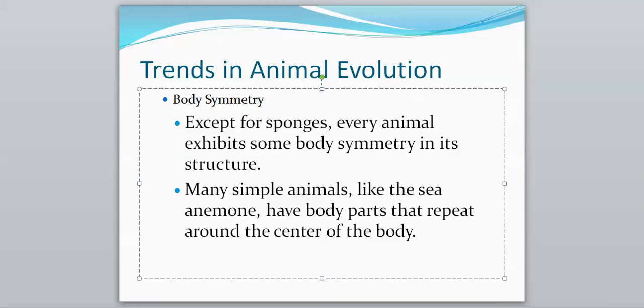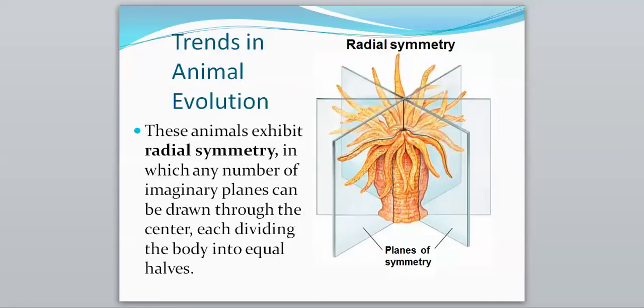Many sea animals, like the sea anemone, have body parts that repeat around the center of the body, and that's our first type of symmetry. These animals exhibit what is known as radial symmetry, in which any number of imaginary planes can be drawn through the center, each dividing the body into equal halves. So we can draw a straight line at any point, and if it goes through the center, it will divide evenly on both sides. No matter where we draw a line through that sea anemone, it is going to be equal on both sides as long as we go through the middle. That's our first type, radial symmetry, and this is more often found in less complex animals.